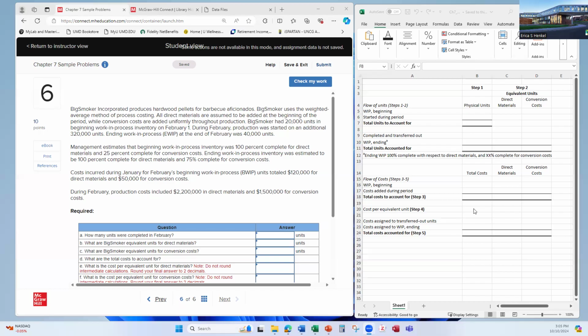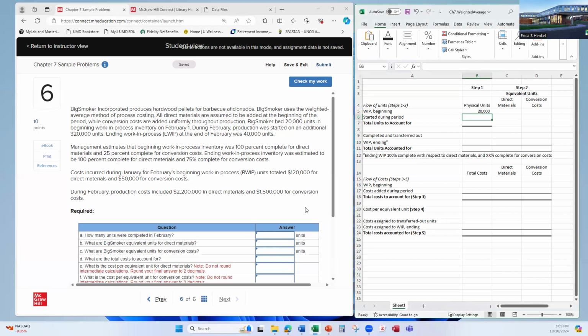So we've got in problem number 6, Big Smoker Incorporated. They're producing hardwood pellets for barbecue. They use the weighted average method. All direct materials are added at the beginning of the period. Conversion costs are added uniformly throughout production. All right, so here they're telling us they had 20,000 units in beginning work in process, sorry.